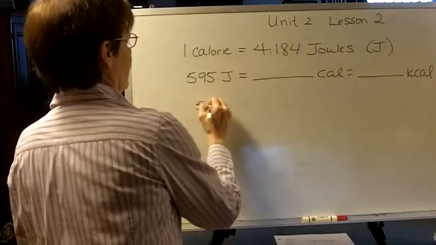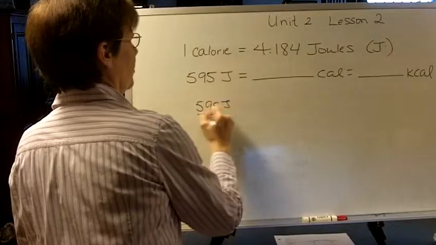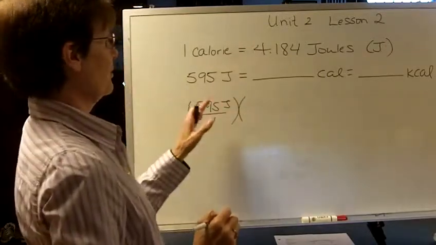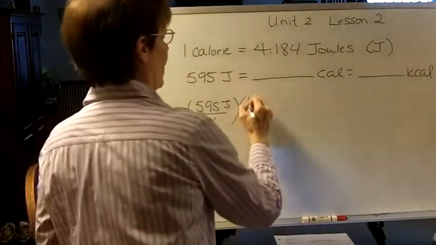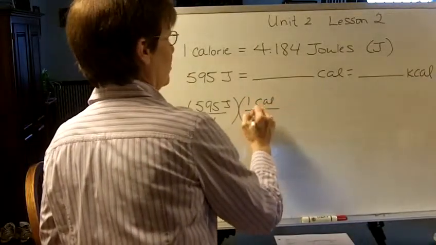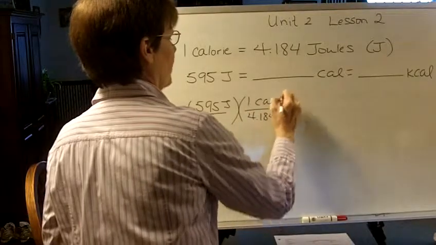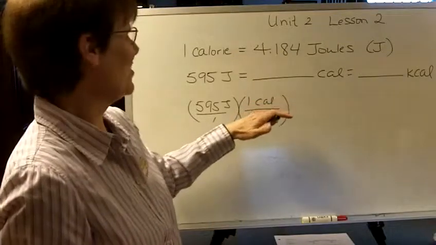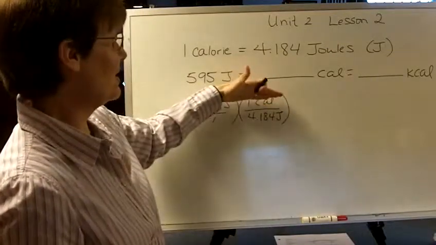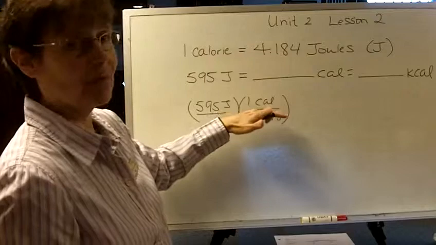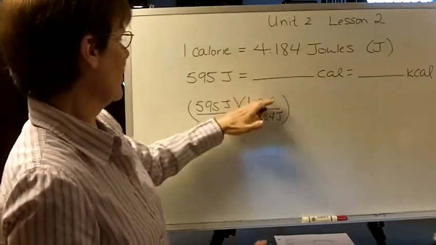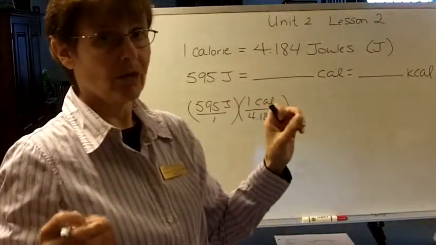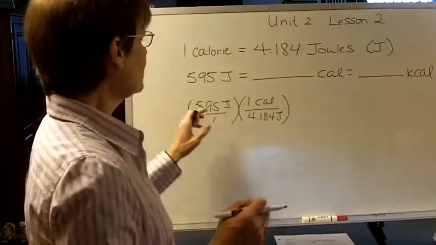So I'll start with 595 joules and put it over 1 just so that I have a fraction. And I'm going to multiply it times the conversion factor, and this time I'm going to put the 1 calorie on the top and the 4.184 joules on the bottom. So remember that this number essentially equals 1, not numerically, but this amount of energy and this amount of energy is the same amount of energy. So I can multiply this times this without changing the amount of energy. I will change the number, but I won't change the amount of energy.